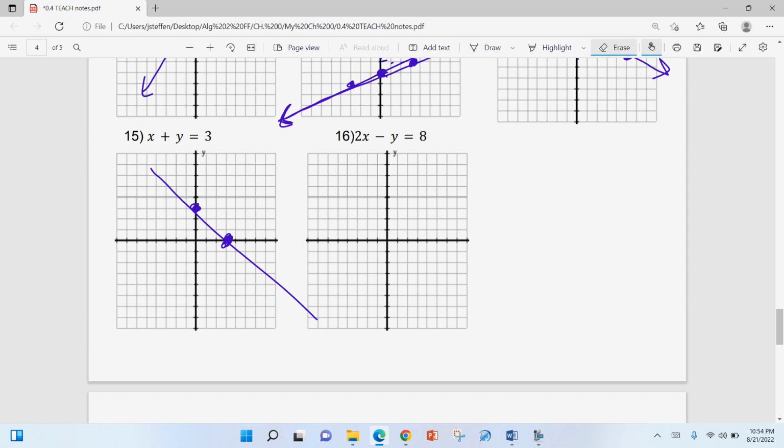Now you could also put them in slope-intercept form. You could have subtracted the x from both sides on this one. So y is equal to -x plus 3 would have been the exact same thing. So whatever way you want to do it is fine.